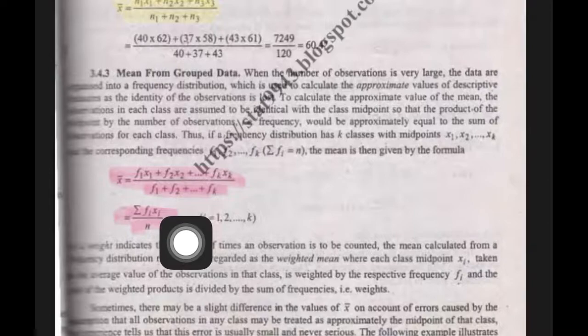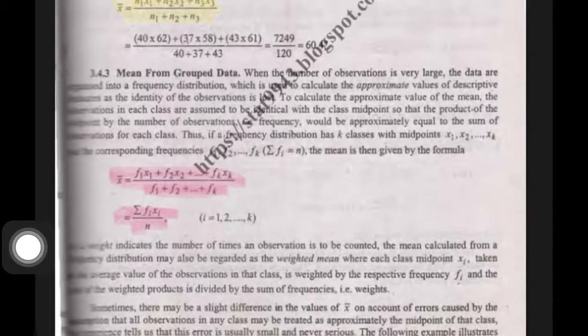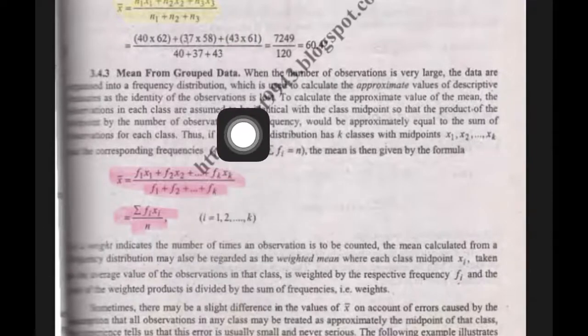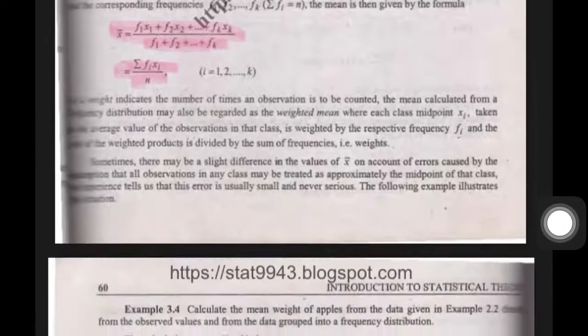If the data is in the form of discrete group data, then the classes are taken as the xi's, as the observations. But if the data is in the form of continuous data in interval form, then I take the midpoints as the xi's. So this is the basic rule you have to keep in mind always when you are going to solve the mean for the group data.